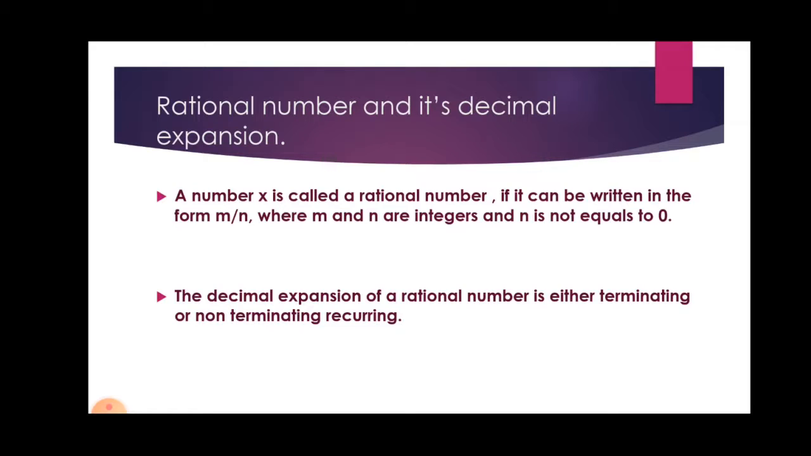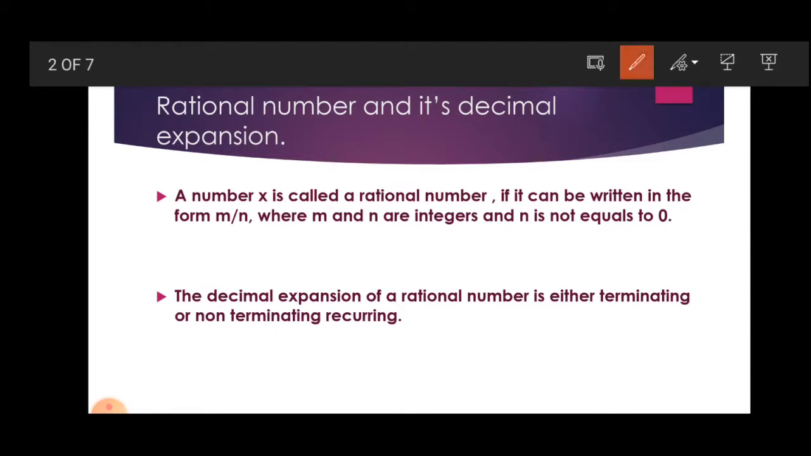A number x is called a rational number if it can be written in the form of m by n, where m and n are integers and n is not equal to 0. For example, 7 by 8, 2 by 11, 3, as 3 can be written as 3 by 1. 0 is also a rational number, as we can write 0 as 0 by 1 or 0 by 2, etc.